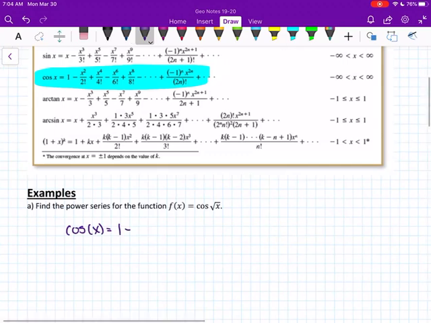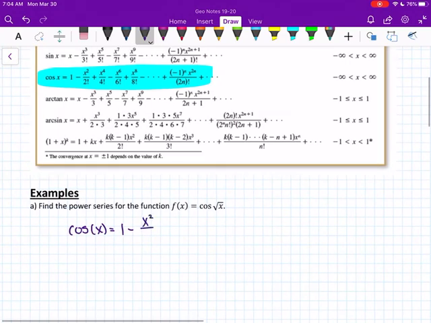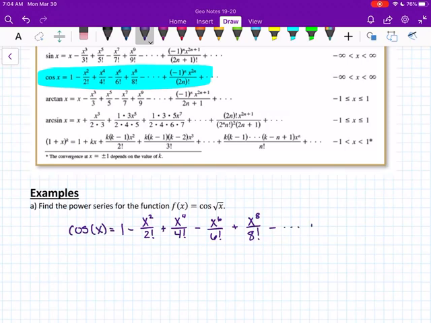equals 1 minus x squared over 2 factorial plus x to the 4th over 4 factorial minus x to the 6th over 6 factorial plus x to the 8th over 8 factorial, and so on. The general term for that is negative 1 to the n times x to the 2n over 2n factorial. And that pattern continues. And my interval of convergence is negative infinity to infinity for cosine of x.